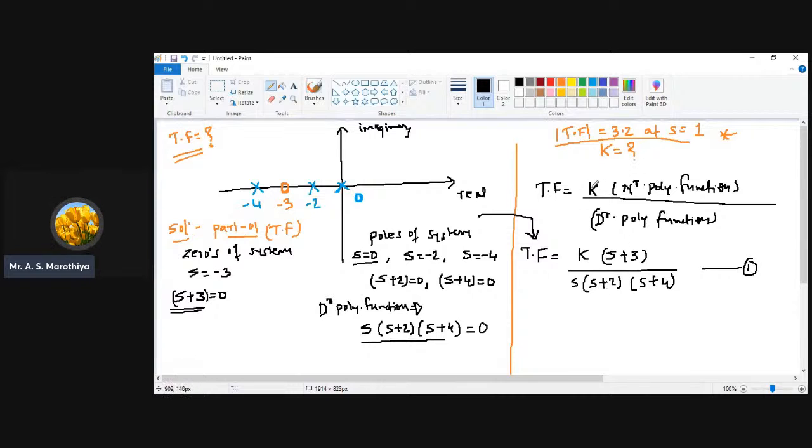Now, the second part of this particular numerical. And what is the second part? We need to find the value of k corresponding to the condition that the magnitude of the transfer function is 3.2 at s equals 1. That means the moment you put s equals 1 in equation number 1, the magnitude of the transfer function is going to be equal to what? 3.2. And for this condition, you need to find the value of what? Gain k. That's it. So if you apply that logic over here, let me erase this part.